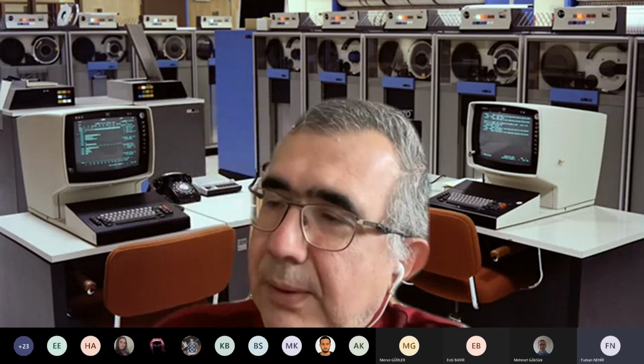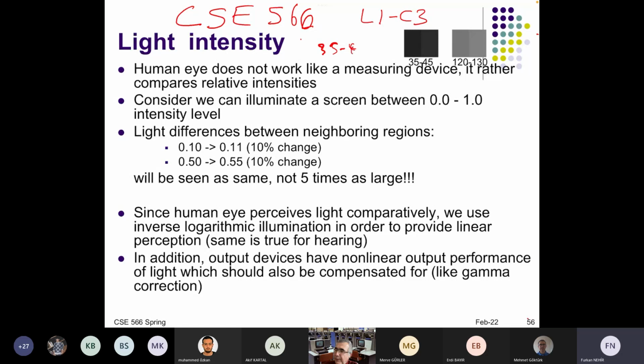For the voltmeter, the difference between 35 and 45 is 10, and the difference between 120 and 130 is another 10. These are the related intensities associated with that kind of difference. But the human eye is adaptive. So the difference between 35 and 45 is perceived as bigger than the difference between 120 and 130 because of the relative intensities. The percent difference between 35 and 45 is much bigger, like how much?